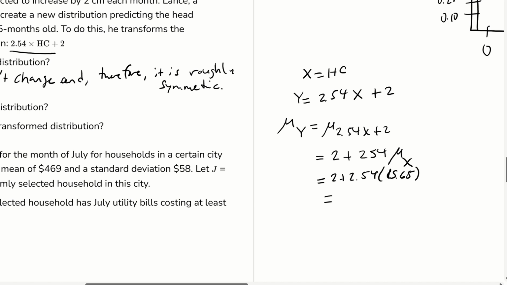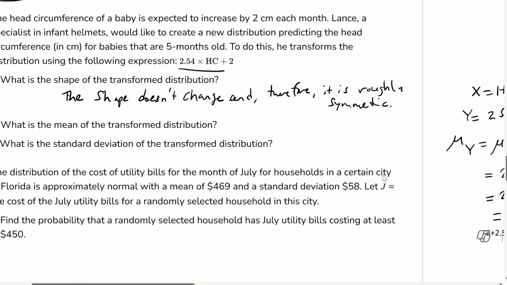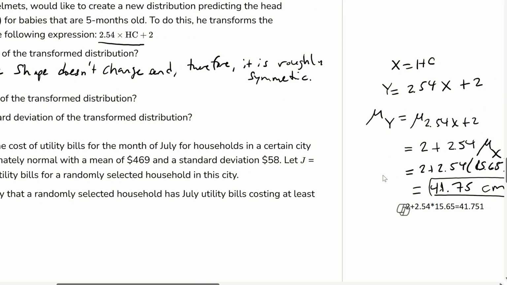Okay. Let's figure out what that is. So 2 plus 2.54 times 15.65. So 41.75 centimeters. Okay, so there you go. So there's your mean of the transformed distribution.